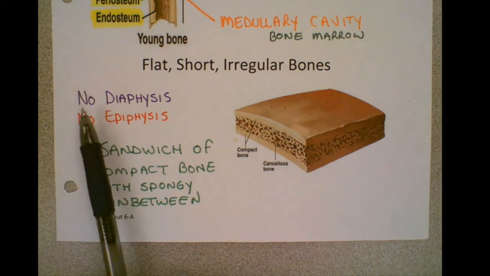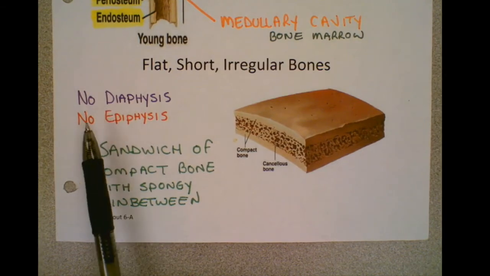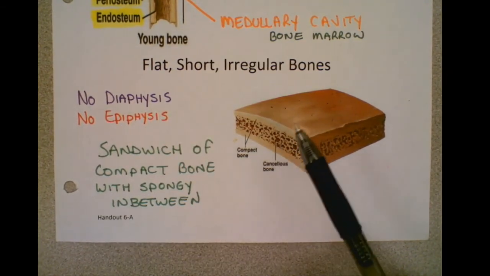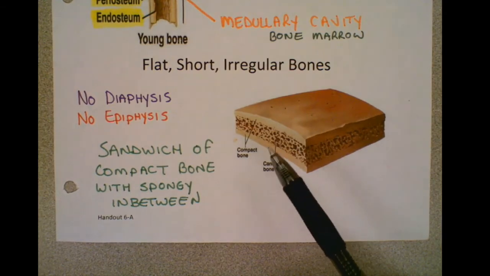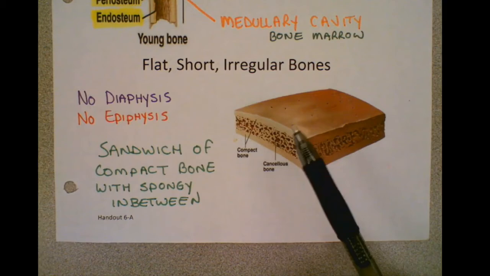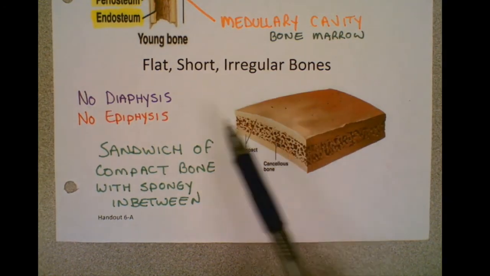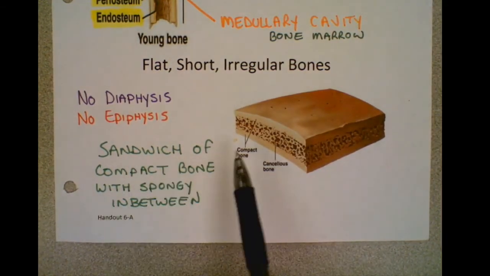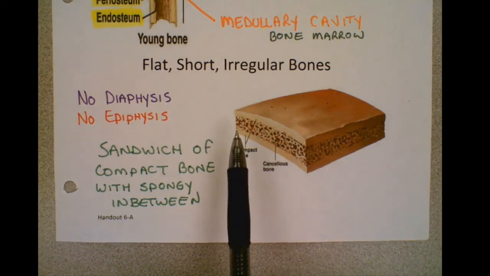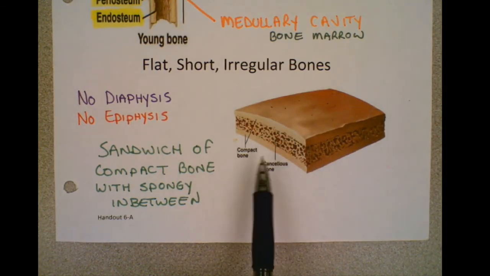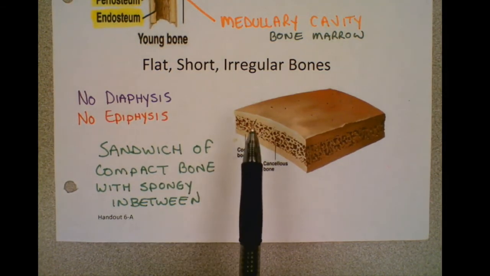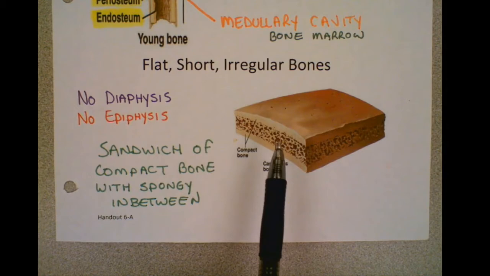They don't have a diaphysis, nor do they have an epiphysis. What they are is just a sandwich of bone tissue that makes up their structure. So it says they're a sandwich of compact bone. That's going to be this dense bone on the outer layers. And then in between that compact bone is going to be spongy bone that has lots of spaces.